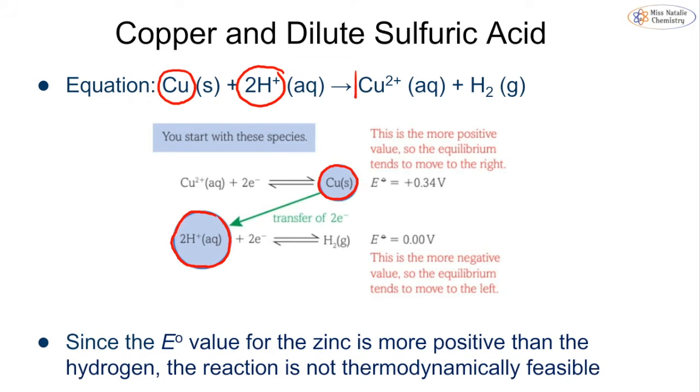And I want to be moving towards the copper 2 and the hydrogen. So I look at the values and I can see right away that this E0 value for copper is positive. The more positive one, the equilibrium moves to the right, and the more negative, the equilibrium moves to the left. So you can see that we are now not moving towards our products. And because these are moving away from the products, the equilibrium is not backing up our reaction here.